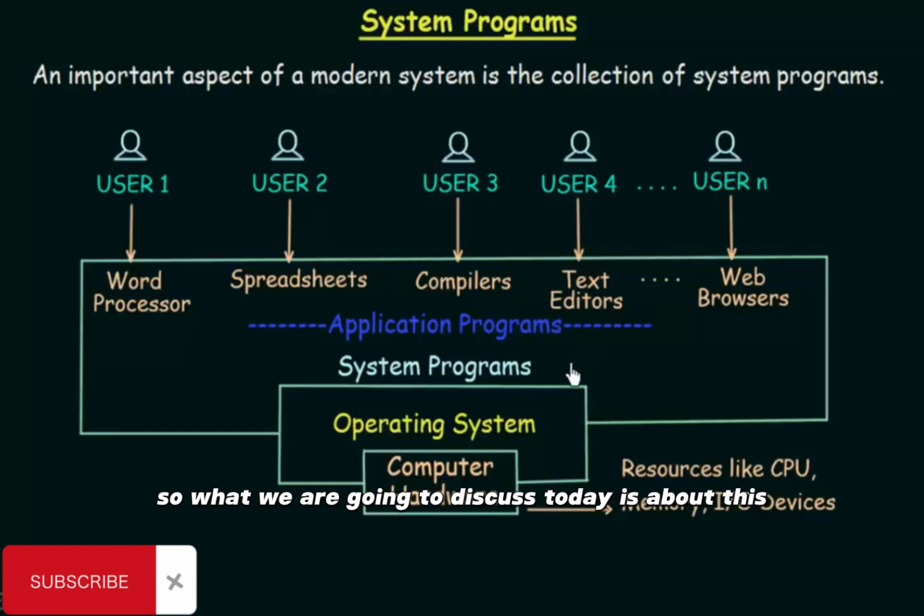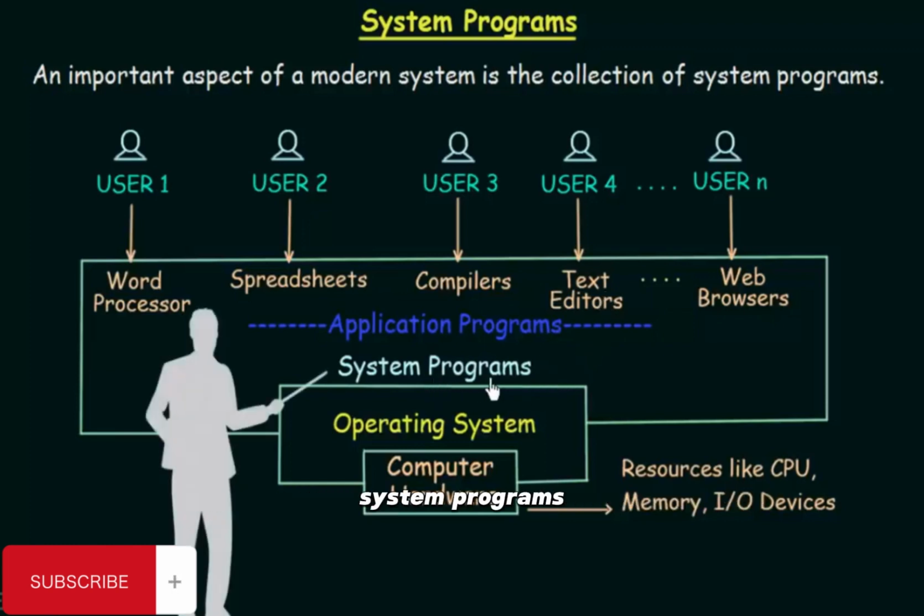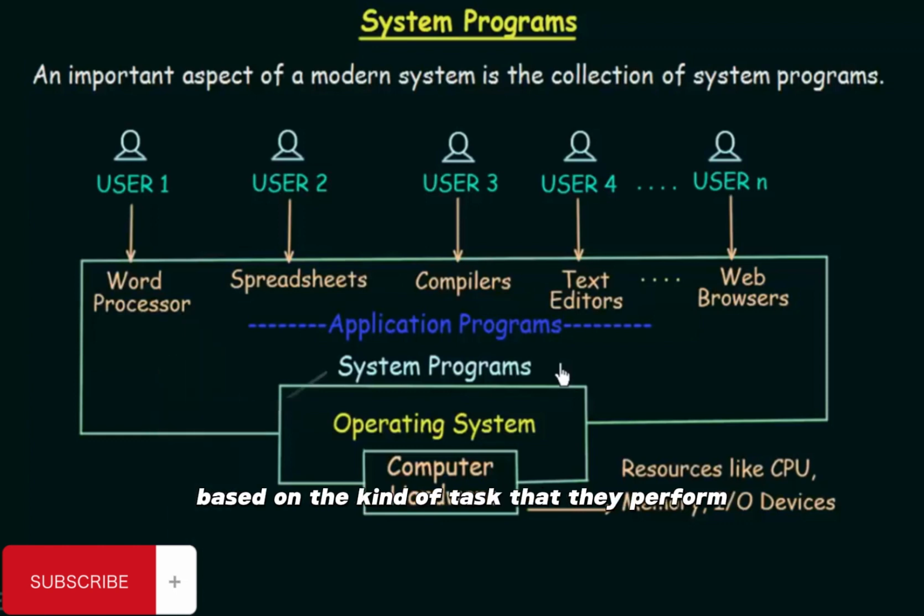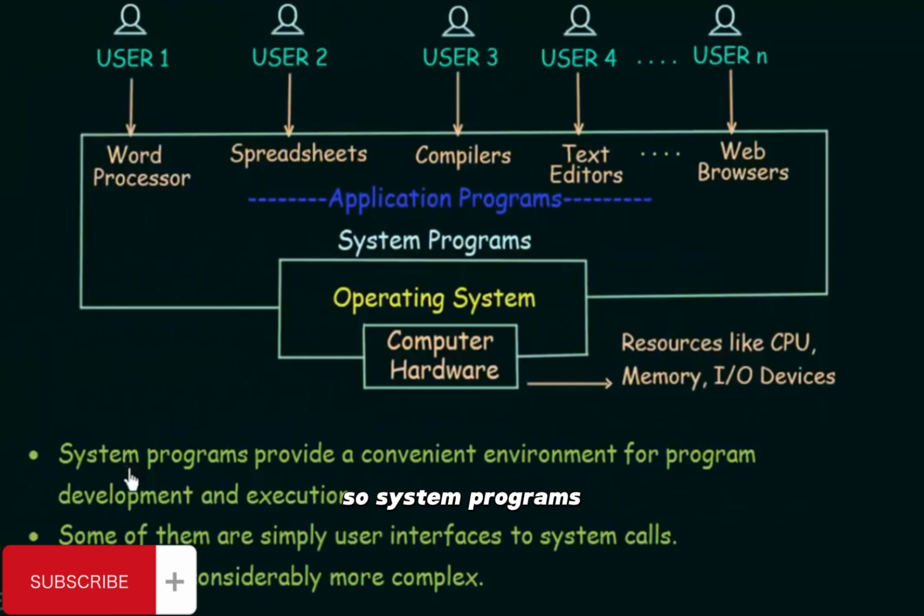So what we are going to discuss today is these system programs. We see that system programs are just above the operating system. Now we will see what the system programs are and what they are used for. We'll also see some examples of system programs, and study how we can categorize them into different categories based on the kind of task that they perform. System programs provide a convenient environment for program development and execution.